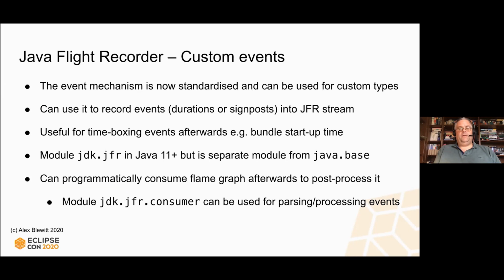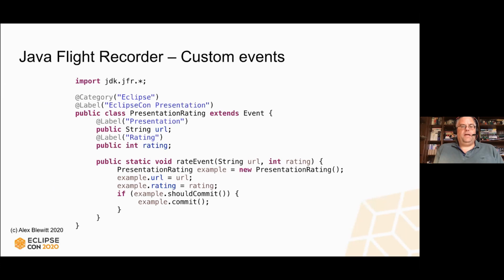In addition to being able to generate events, there's a standard API for being able to process events in the jdk.jfr.consumer package as well. So you can actually automate JFR recordings and then do automated analysis afterwards of what's happening. Here's an example of how we might create a custom event. Let's say we've got a presentation rating. At the end of this, there's a URL, an EclipseCon +1 or -1 that you want to be able to rate on that. We can provide a static method rate event that takes these two parameters.